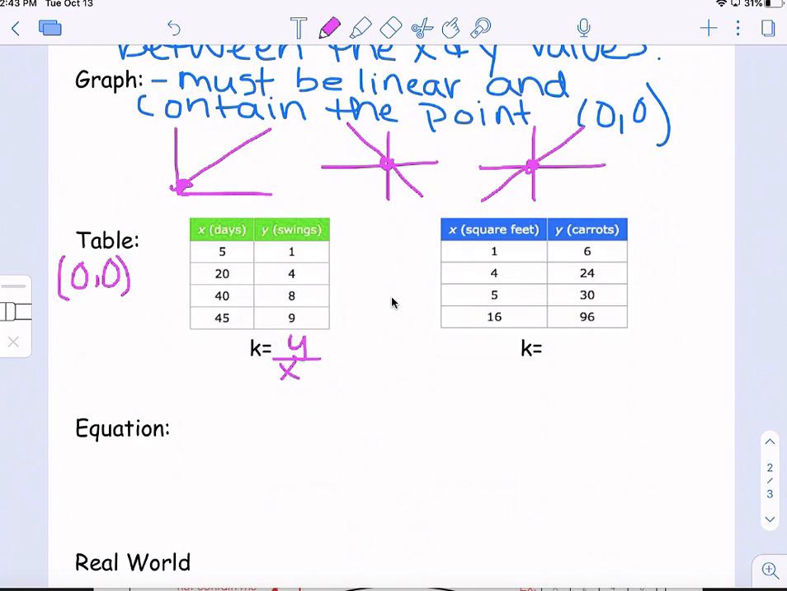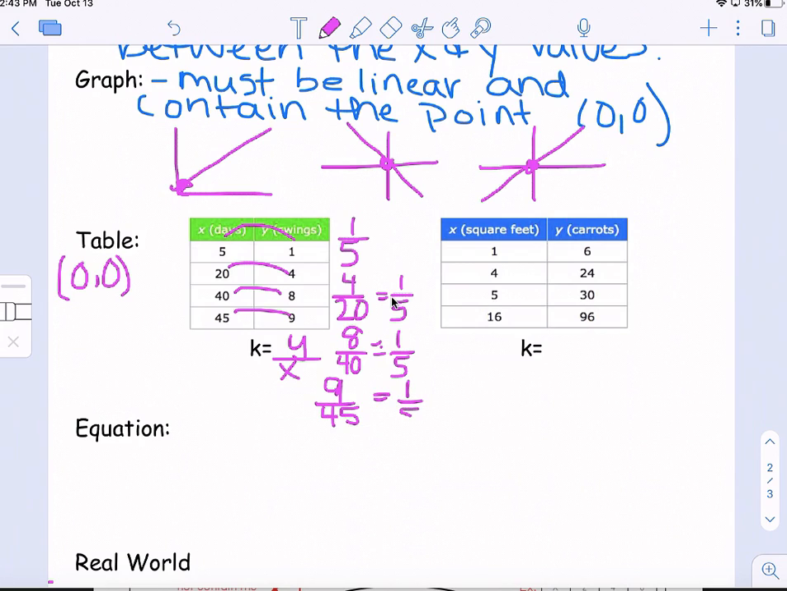So if I take this y of 1 over the x value is 5, 1 over 5, all of the ratios in that table must reduce to 1/5. So I'm going to try 4 over 20. That also simplifies to 1/5. 8 over 40 simplifies to 1/5. And then 9 over 45 also is going to simplify to 1/5.